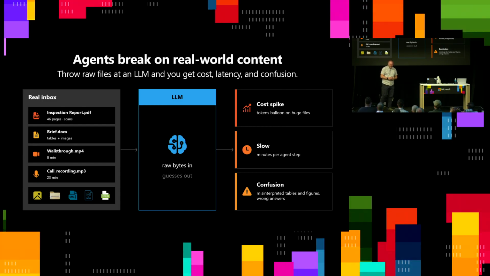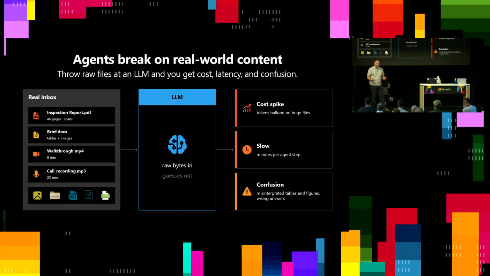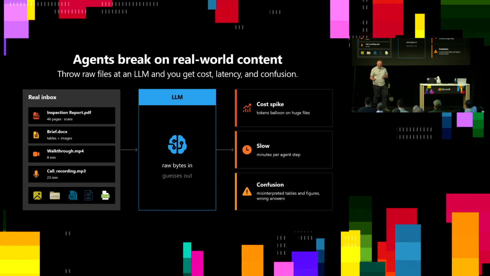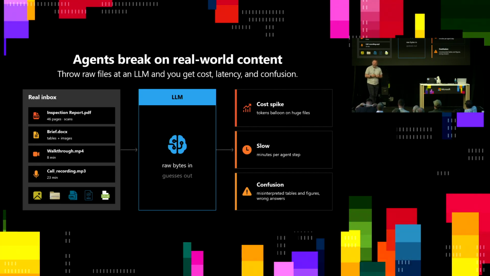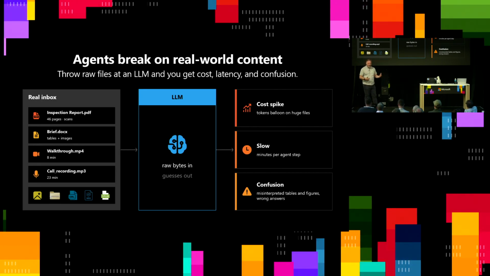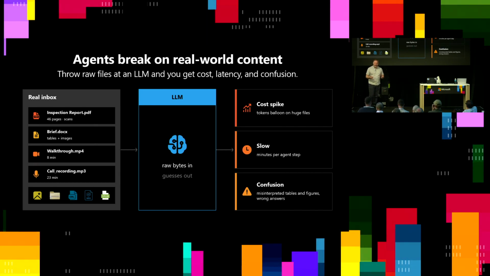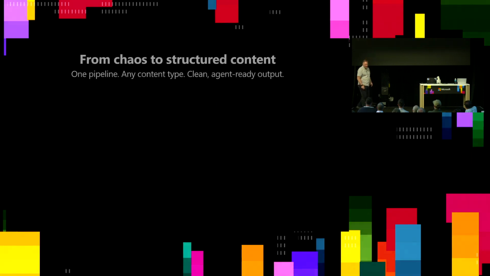But when agents try to access that content, they often break. They scramble, costs grow, you use more tokens. The agent tries to write custom code to go crack that PowerPoint. It might miss content. It might try to find a table but not be able to access the data in the table. These are the kind of problems we built Content Understanding to solve.